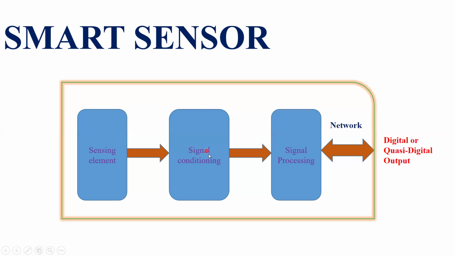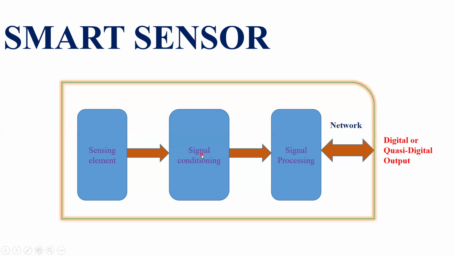Now, the job of this signal conditioning unit is to either amplify the signal coming from the sensor, or attenuate the signal to reduce the gain from the sensor, or do some filtering action, remove the noise, etc., from the signal coming from the sensor. So that's the purpose of the signal conditioning unit.